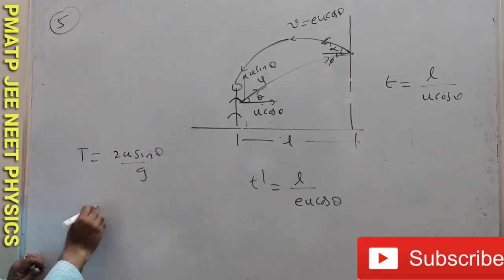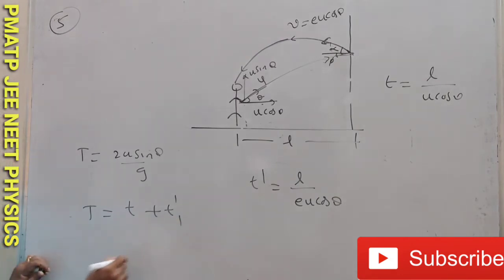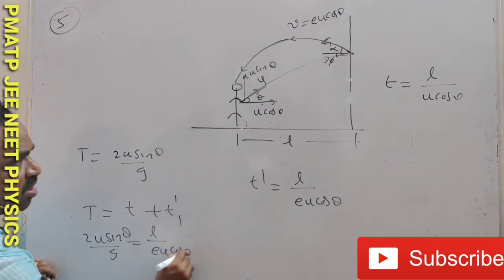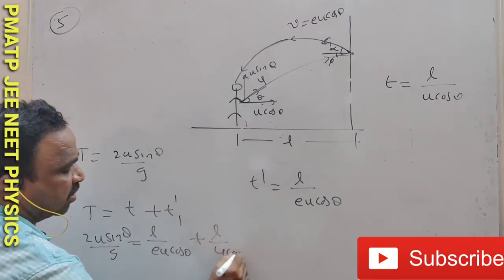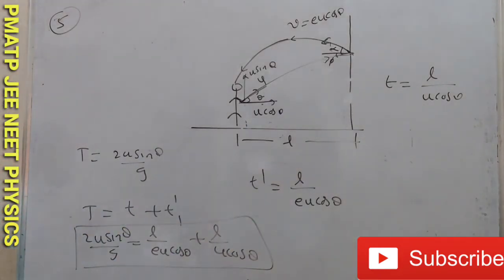So the time taken is t equals t plus t dash, both added. T is equal to 2u sin theta by g, and also T is equal to L by u cos theta plus L by e u cos theta. After solving this, we can get the result. Problems will come based on this concept.